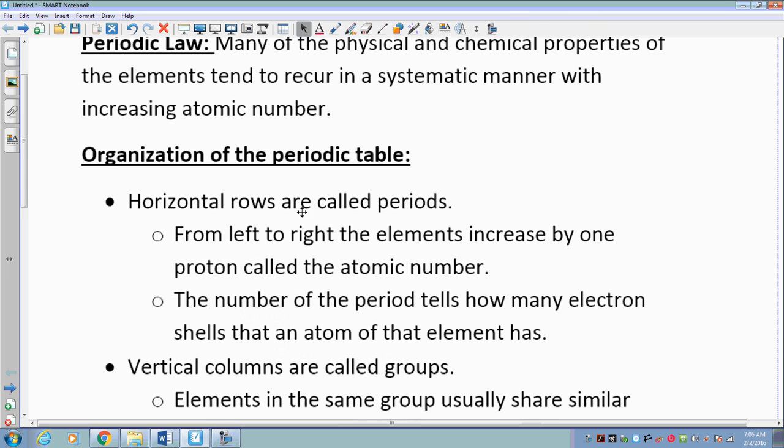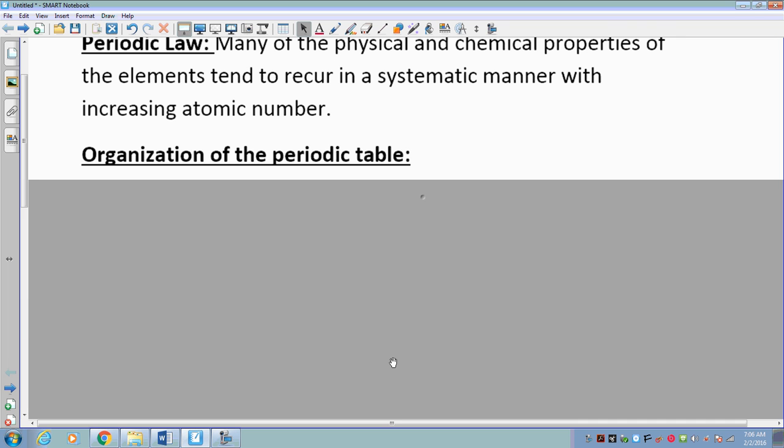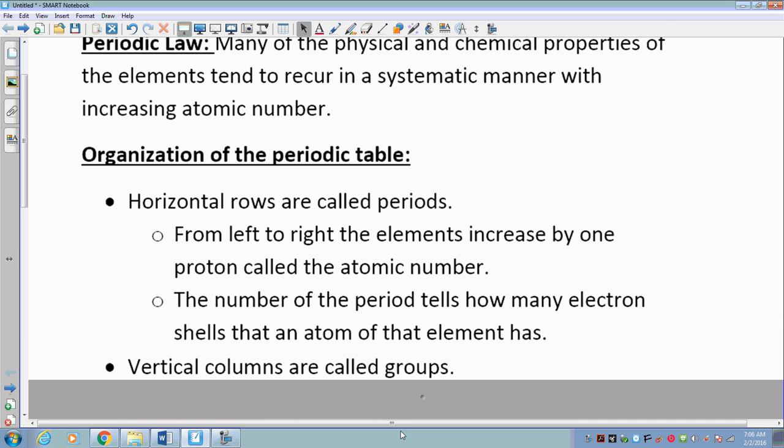We'll talk about it. Horizontal rows on the periodic table, I'm going to refer to those as periods. And then the vertical columns you can see down here are your groups. The horizontal rows are periods, so from left to right. And you can think of that just so you don't get confused.